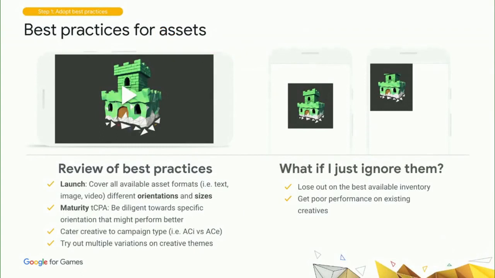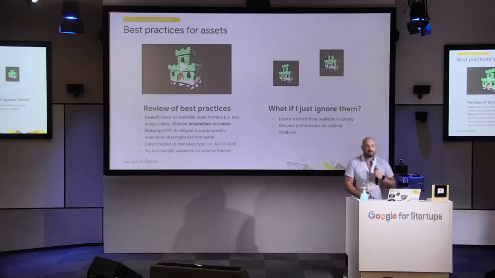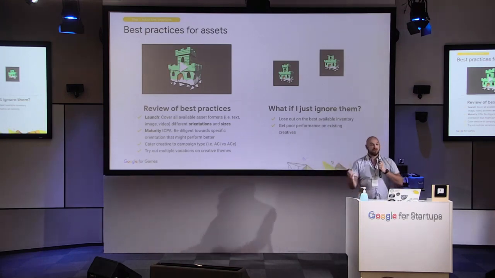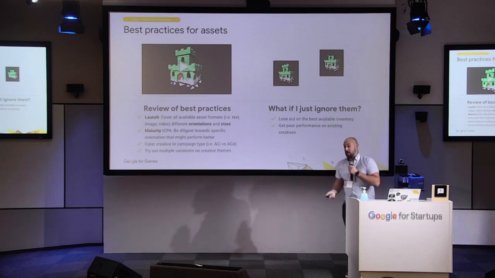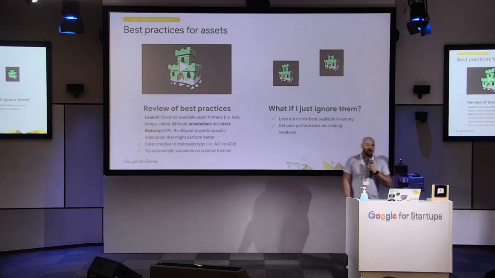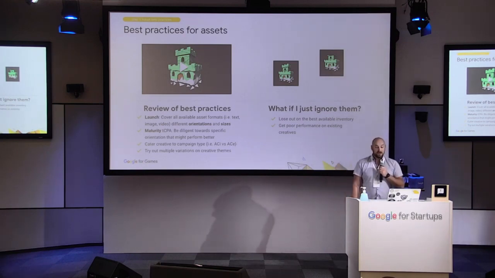So why is this important? So essentially, best practices would be when you launch, covering all available asset formats: text, image, video, different orientations and sizes. For a Google App campaign, assets essentially determine what inventory you will access. Don't have a video asset, you're not going to really access video inventory. Especially we saw that, for example, iOS is very heavy on video. If you don't have any specific types of assets, too bad. You're not going to enter in those auctions at all.